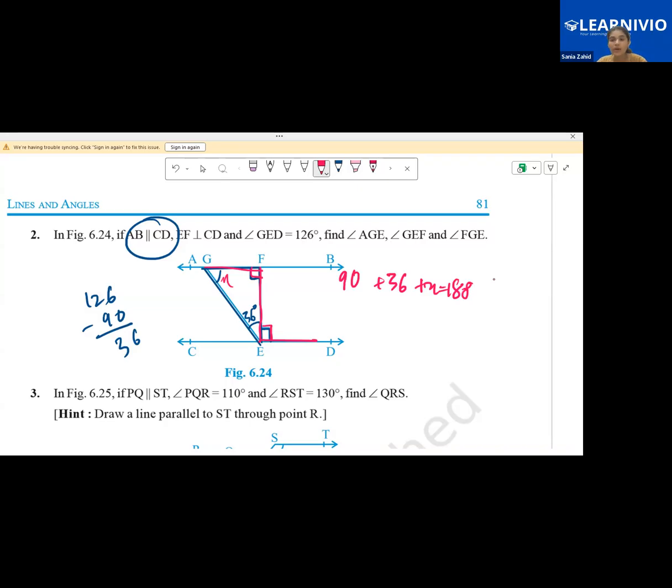So children, I've told you all the ways of doing this question, but I want you to do it now. You will write all the steps accordingly. First write what is given: AB parallel to CD, EF perpendicular to CD, angle GED is this much. This part you will write as given. Then start solving the question one by one. Mention all the steps properly, very clearly and neatly. Right?